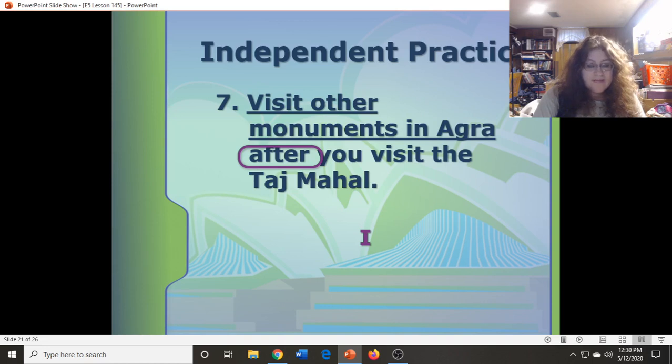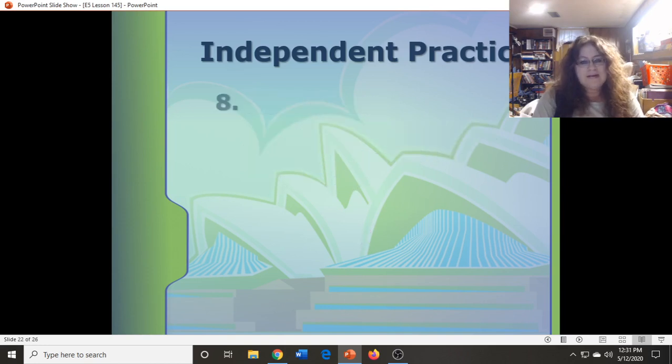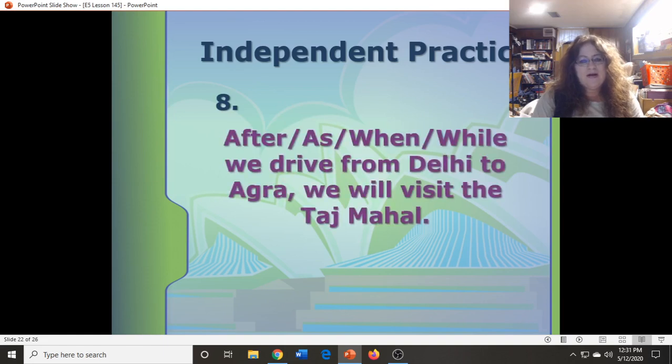So we're going to look at number 8. It says, we drive from Delhi to Agra. We will visit the Taj Mahal. So you're going to look at your subordinating conjunction. Might be a little tricky. And try to combine the sentences. It has something like this. There are several choices you could make.